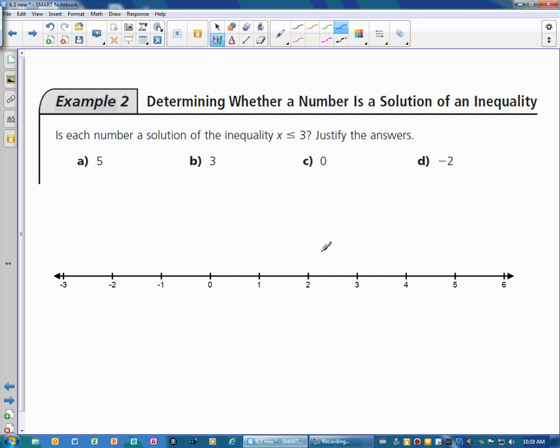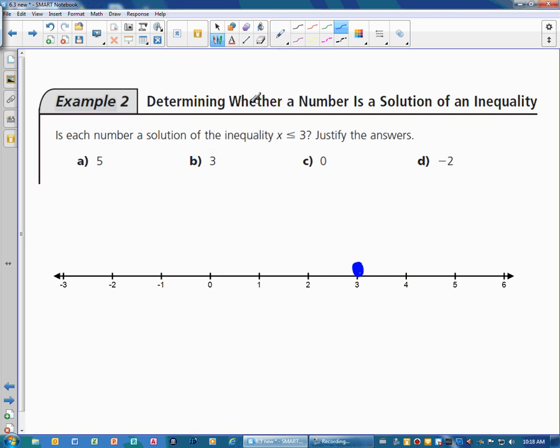And lots of times we show that on a number line. So example number 2 says determining whether a number is a solution of an inequality. And it says, is each number a solution of the inequality x is less than or equal to 3, and justify the answers. Okay, so on my number line, here's 3. Here's my target. I don't want it to cover 3. Let's see if I can move it up a smidge. This is where 3 is. Okay, there we go, right there. Okay, so x has to be less than or equal to 3.